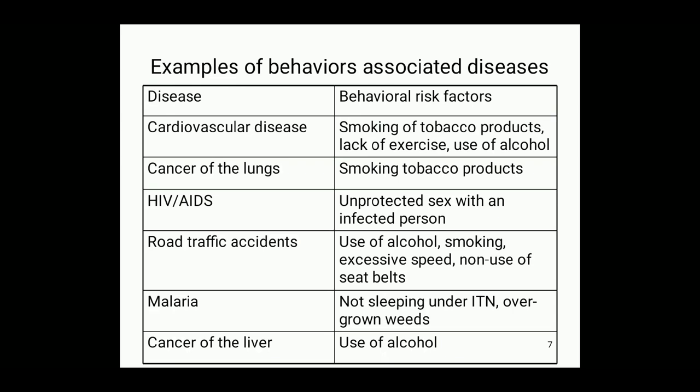With malaria, the behavior involved is not sleeping under a net, not sleeping under a net that has been treated, or allowing overgrown weeds around the building. With cancer of the liver, we know that the excessive use of alcohol is the behavior associated. So for any disease whose cause is known, you can always identify the behaviors. So once you identify these behaviors, we're in a position to conduct education for people to adopt to prevent these behaviors. Okay? So what is the key message here?